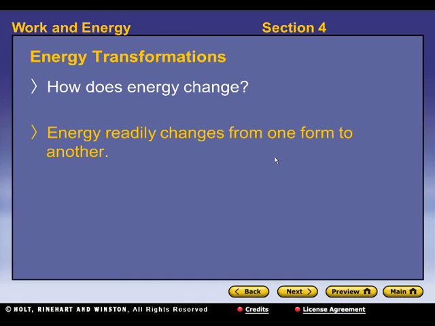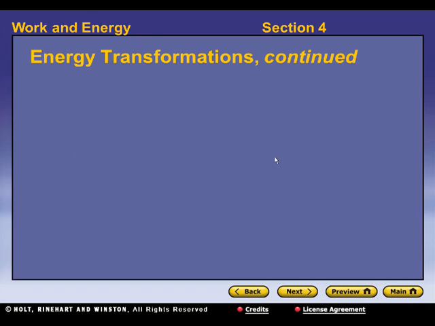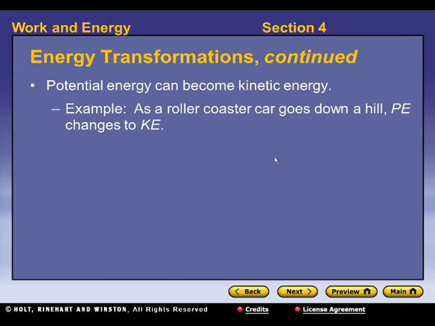How does energy change? Energy readily changes from one form to another. Potential energy, like we talked about in the last section, can become kinetic energy and vice versa. For example, as a roller coaster car goes down a hill, potential energy changes to kinetic energy. You've been on a roller coaster, you know you go to the top of the hill, it goes slow. As you come down the hill, it gains speed. Your potential energy, because it's based on height, is going down because you're moving closer to the earth, so your potential energy is reducing.